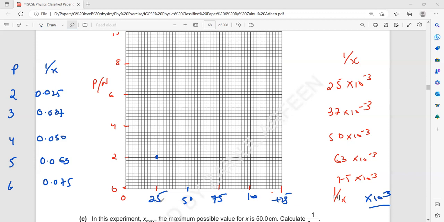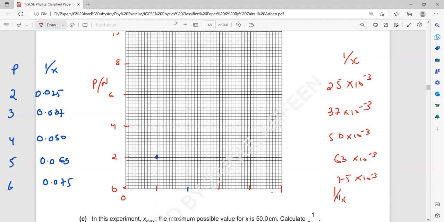Like it is 25 into 10 power minus 3, 50 into 10 power minus 3, 75 into 10 power minus 3, 100 into 10 power minus 3, and 125 into 10 power minus 3. So both ways are acceptable. If you write in decimal or you write in exponent form on the axis, it's fine. Where you write 10 power minus 3, you will multiply on the axis. You can write it for the overall axis, or you can write it with these numbers as well. Both ways it is correct.